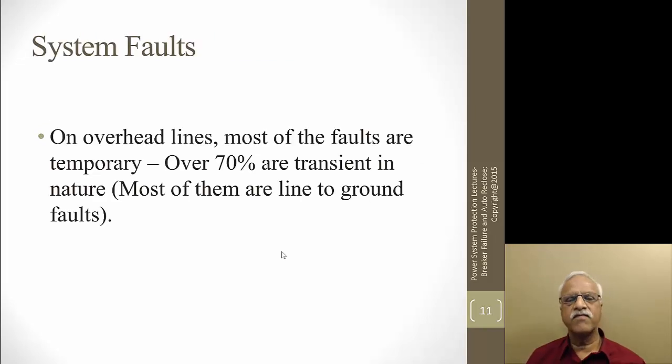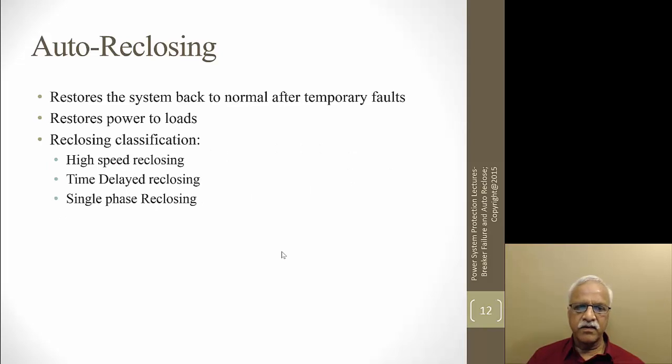So now, if you look at the types of faults in the system, most of the faults on overhead lines are temporary. Over 70% of them are transient in nature. Most of them are line to ground faults. So if that is the case, why don't we just try to go back and restore the system as soon as possible? The advantage of this is you can close the breaker back, restore the system, and then restore power to the loads.